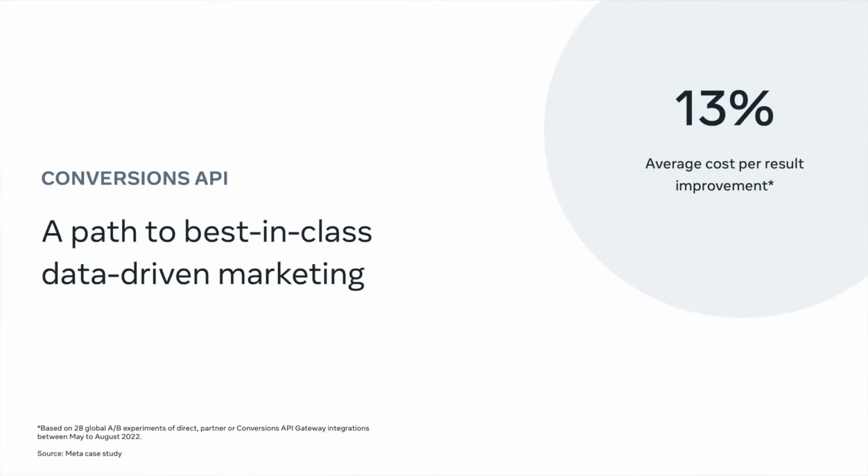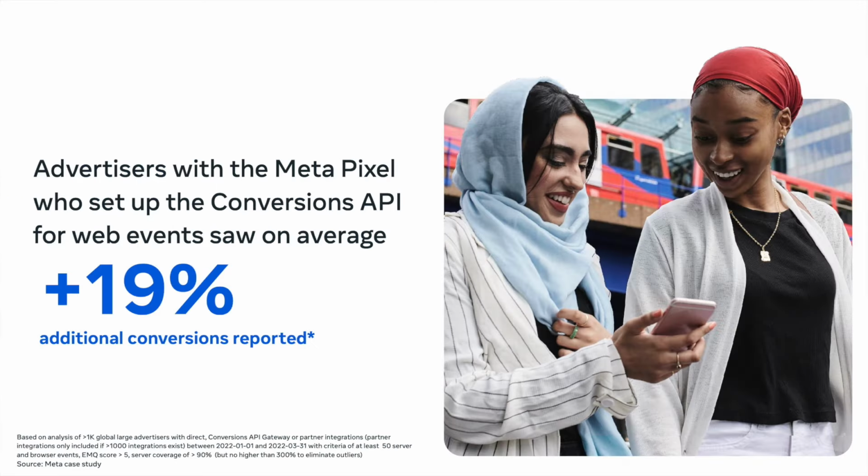So at Meta, we've done a lot of back-end testing, and we basically compared clients that have the Conversions API and the Meta Pixel versus just the Meta Pixel. And we have some really amazing results. So on average, clients with the Conversions API, CAPI, they see 13% better cost per result, basically CPA. And it doesn't stop there. Clients and advertisers with the Conversions API also see 19% more additional conversions reported.